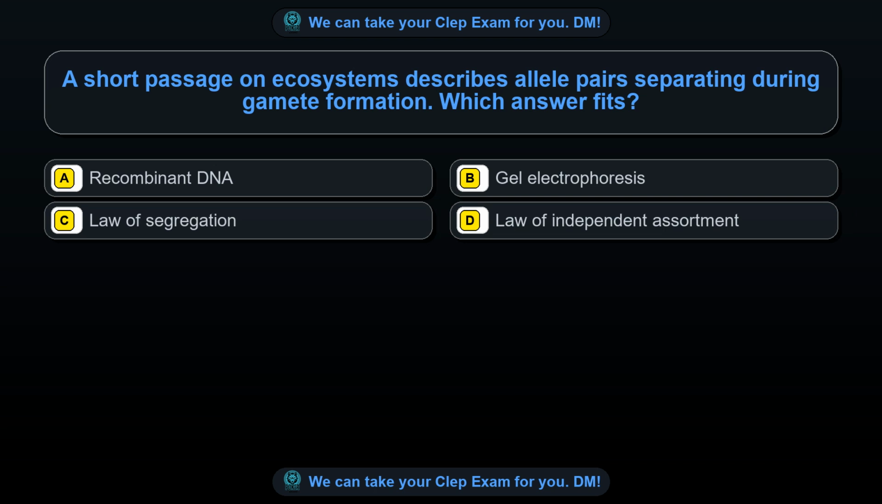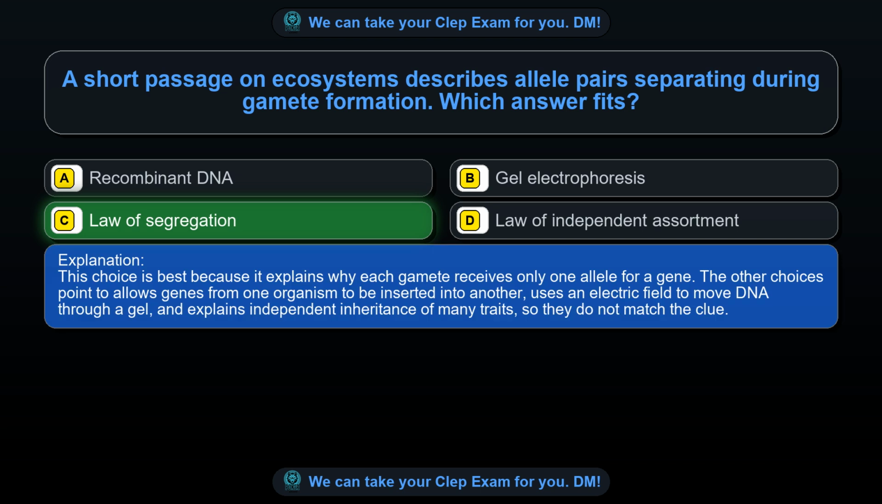Question 5. A short passage on ecosystems describes allele pairs separating during gamete formation. Which answer fits? Option A, recombinant DNA. Option B, gel electrophoresis. Option C, law of segregation. Option D, law of independent assortment. The correct answer is option C, law of segregation.